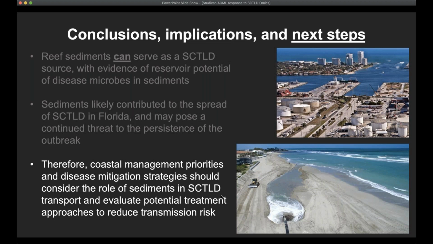From here, we cannot stress enough that coastal management priorities and disease mitigation strategies should be considering the role of sediments in the spread and persistence of the disease, in addition to, say, the movement of water among reefs. Additionally, efforts should consider potential treatment approaches to reduce transmission risk, and we are hoping to undertake some of these experiments to evaluate different treatments of disease-inoculated sediments.